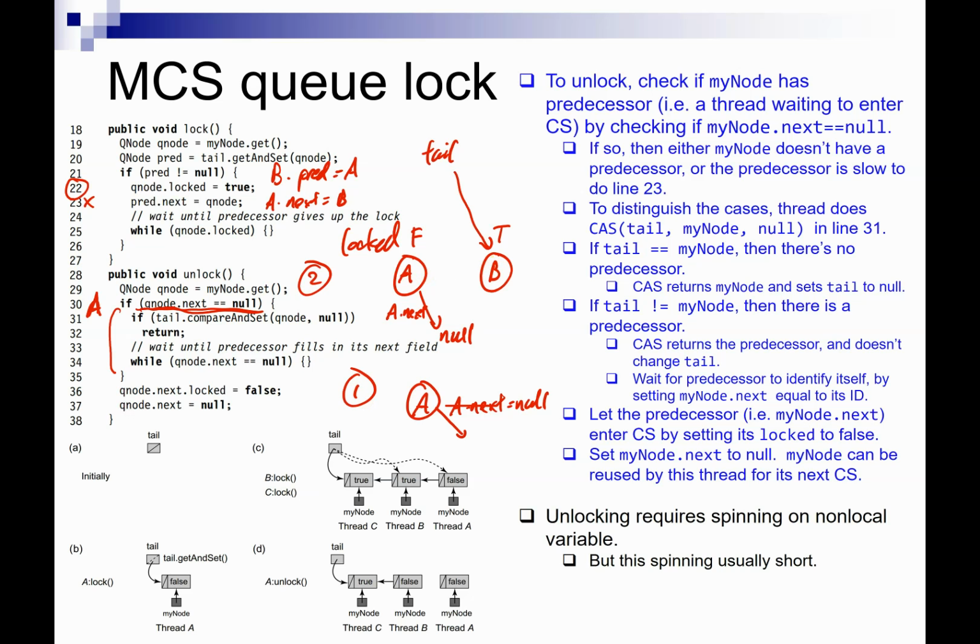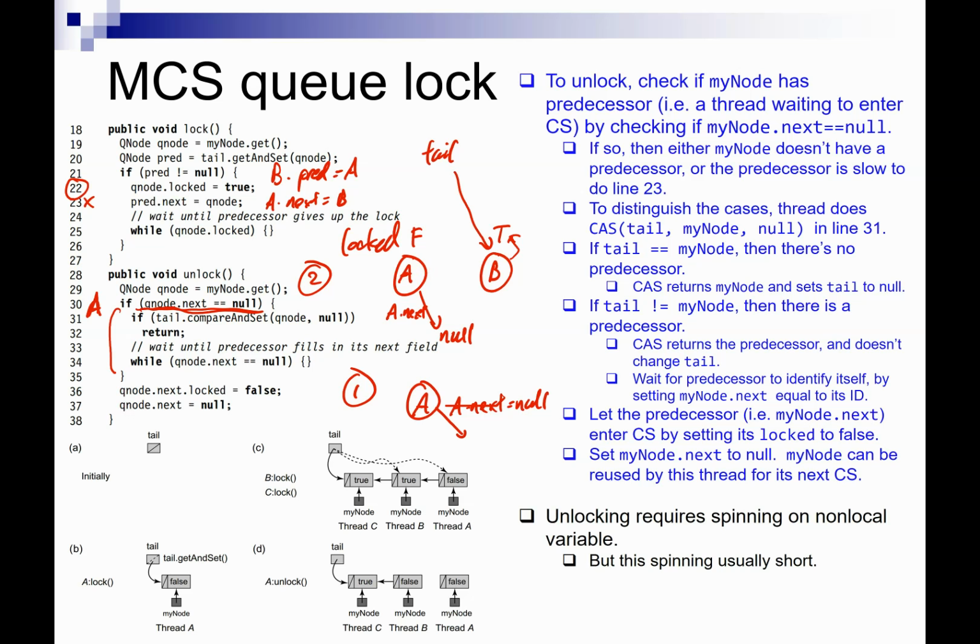A has to find out about B because B is going to be waiting on this true flag over here. And the only guy that can reset the true flag to be false is B's next node. The only guy who can unset B's flag is A. So if A does not find out about B, B is going to be stuck forever. A must find out about B.